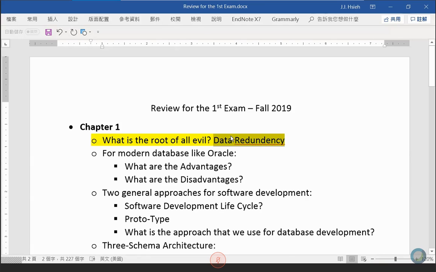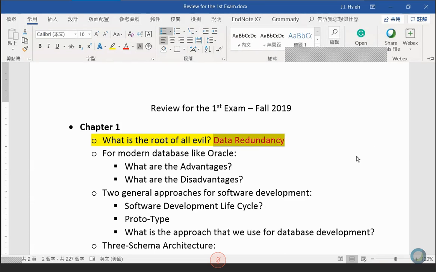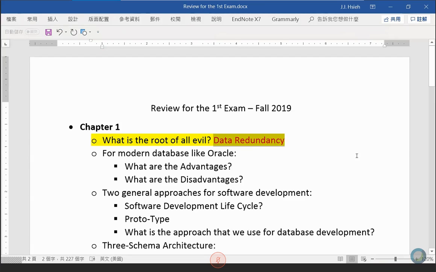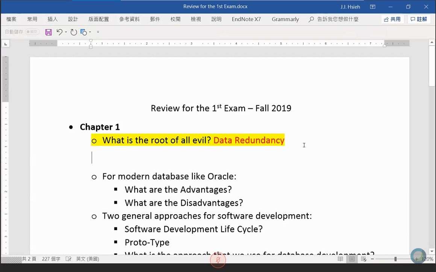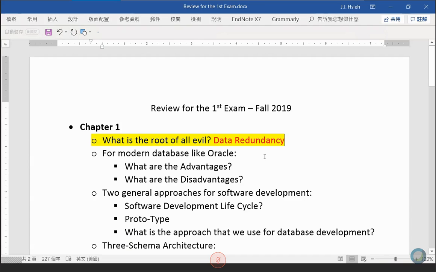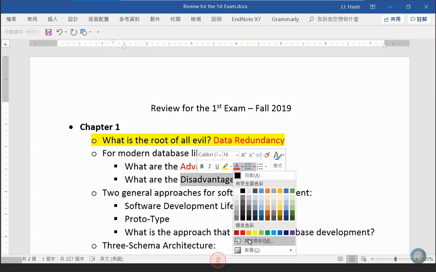This is why we design the database, to remove data redundancy. So what I want you to know is, for a modern database like Oracle, what are the advantages and then what are the disadvantages?